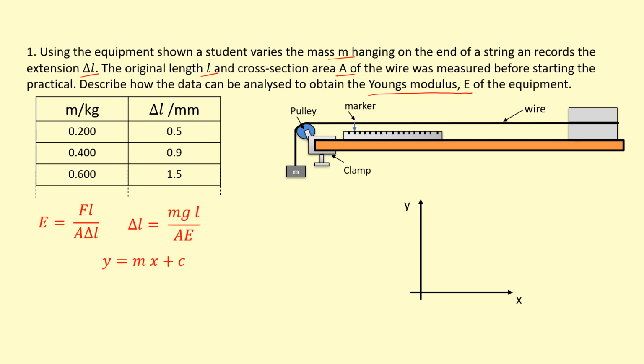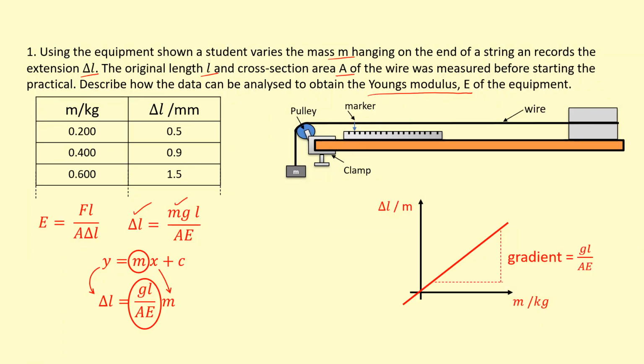Now, considering that I have the extension and I have the mass, and those are two things I'm changing, what I could do is plot extension on the y-axis, and on the x-axis plot the mass, the thing that's multiplying it. That should give me a straight line going through the origin. There should be no y-intercept. The thing that's multiplying the x-axis is the gradient. So in this case, gL over area and Young's modulus, because that's going to be my gradient.